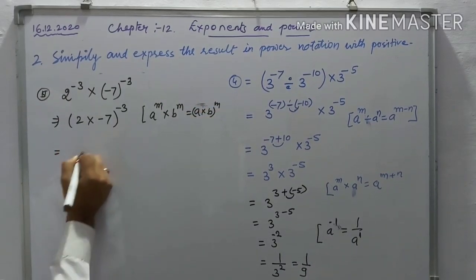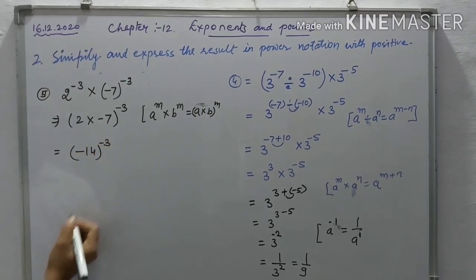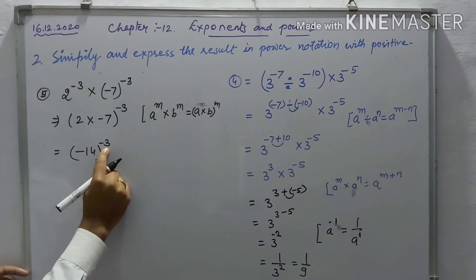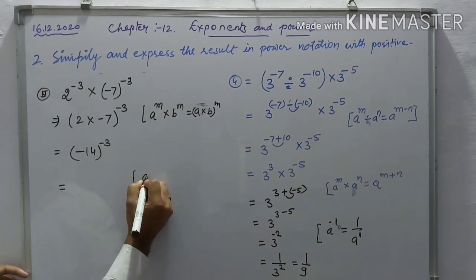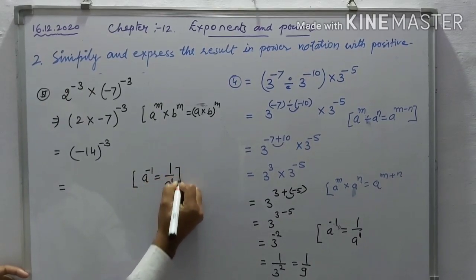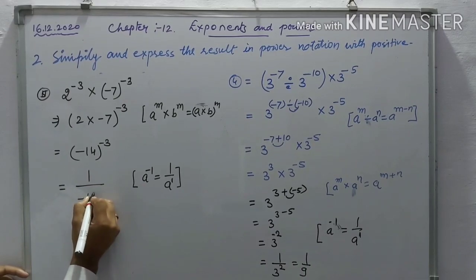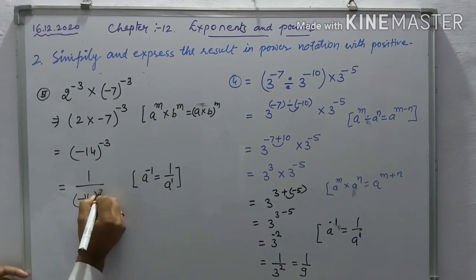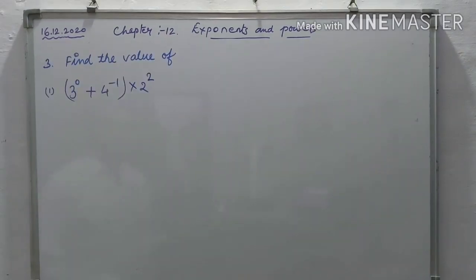Okay, now multiply minus 14 power of minus 3, and the power of 3 you have changed to the positive sign. You use the formula a power minus 1 is equal to 1 upon a power 1. So you write 1 upon minus 14 power of 3. The answer is 1 upon minus 14 power of 3.